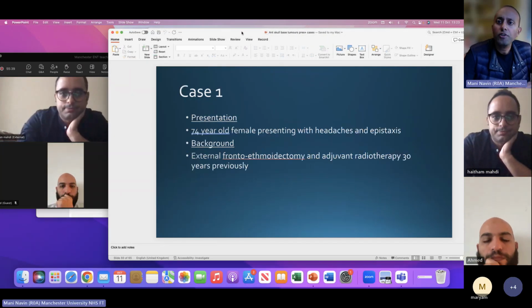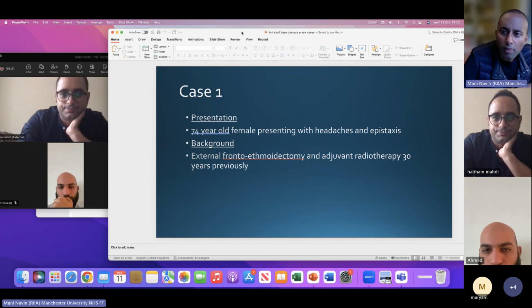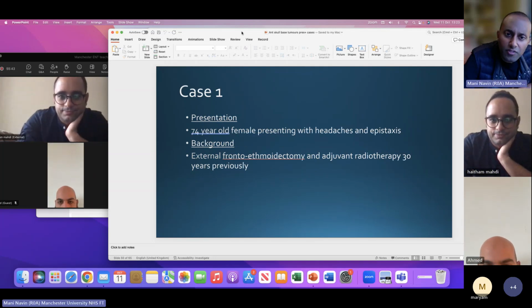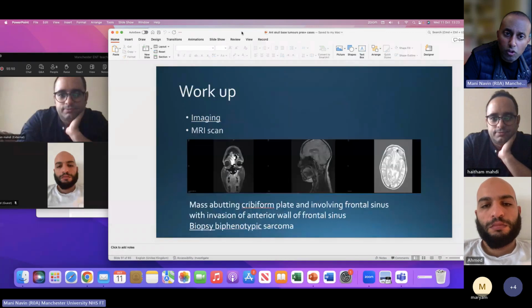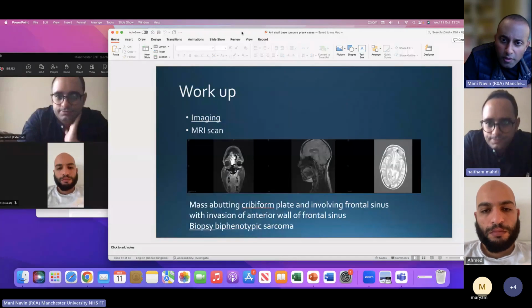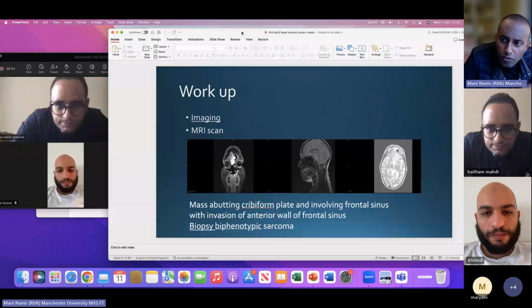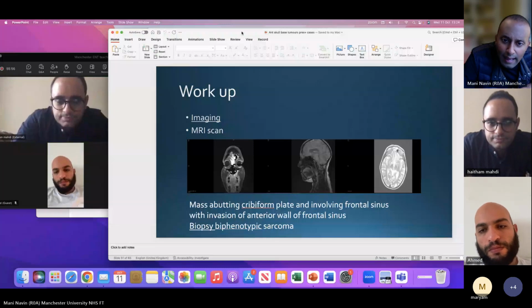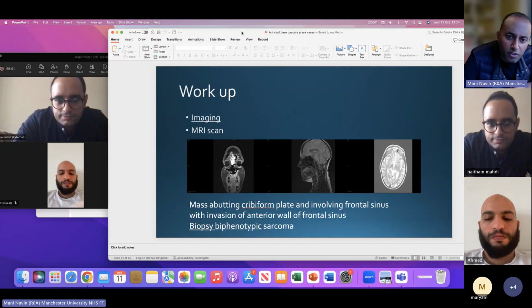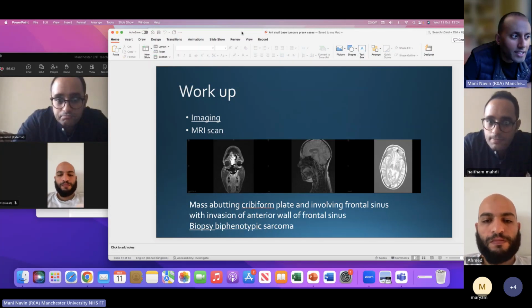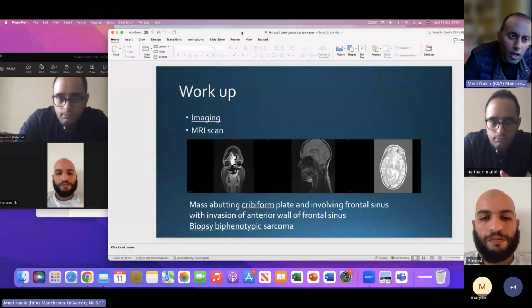Okay, 74-year-old female, headaches, epistaxis. She had previous surgery and radiotherapy some 30 years ago for a low-grade sarcoma. So this is the scan. See the tumor there, abutting the cribriform plate, involving the frontal sinus. And it's a low-grade sarcoma, biphenotypic sarcoma. But her eye, she'd gone blind from her previous radiotherapy already. And she'd had some pain in the eye, so her eye wasn't really useful.